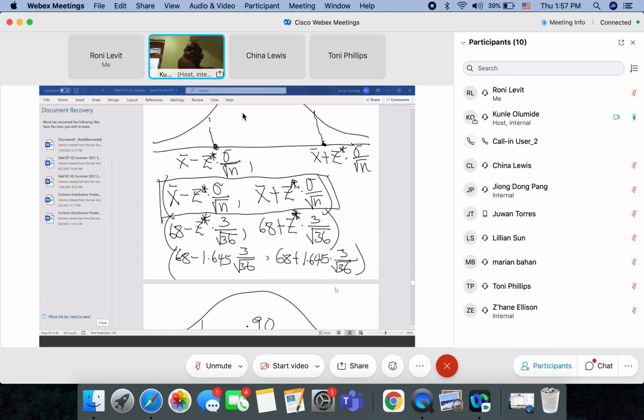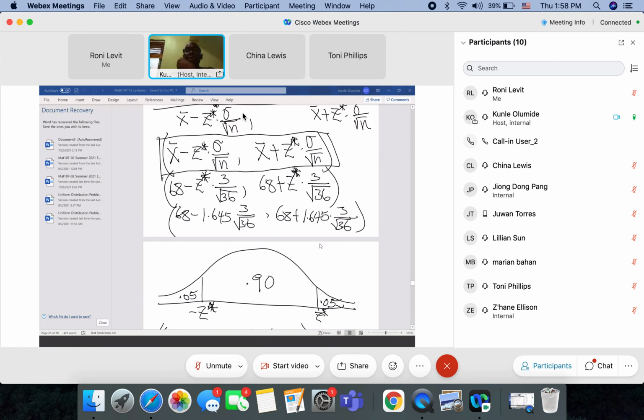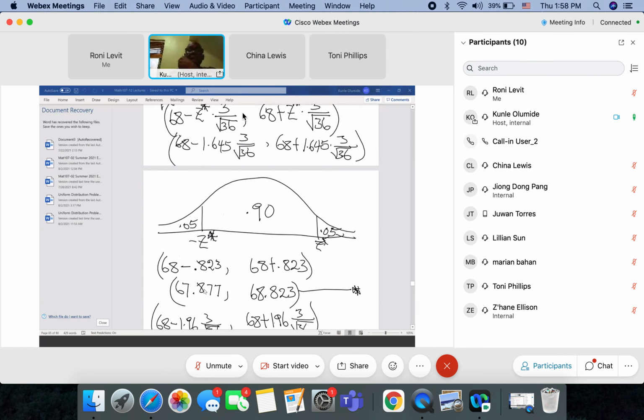You plug in all those numbers, and we end up with this setup with all of the numbers in there. Then your margin of error, which is your EBM, is Z star times sigma over square root of n: 1.645 times 3 over square root of 36, and that ends up being 0.823.